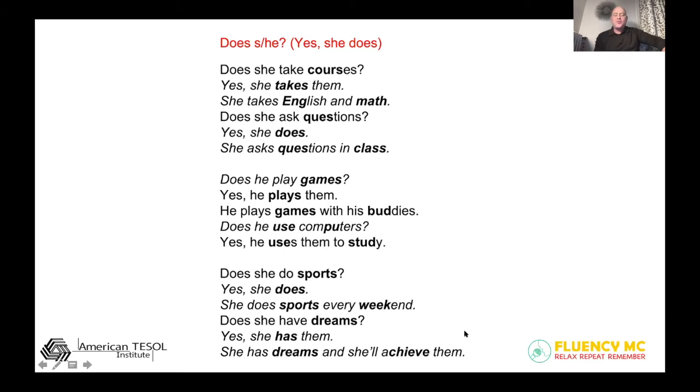So when you do present simple, when you're introducing it, you're going to want to focus on S, of course, on questions, on negatives. This doesn't have negatives in it, but you could also make negatives from this. Does she take courses? No, she doesn't, right? You can change this to past. Did she take courses? Yes, she took them. She took, right? So lots of things you can do with something like this.